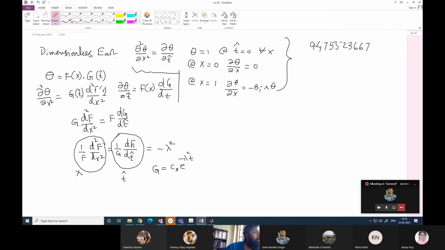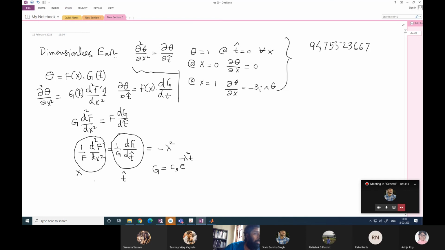So it will be, so what we have? We have d²f/dx² plus lambda square f equals to 0. So we get d square equals to minus lambda square, d equals to plus minus lambda i.